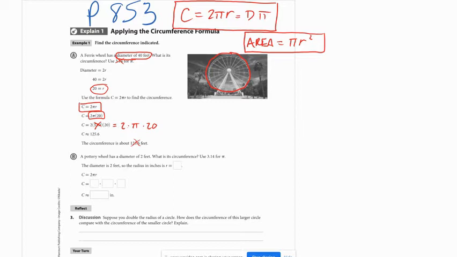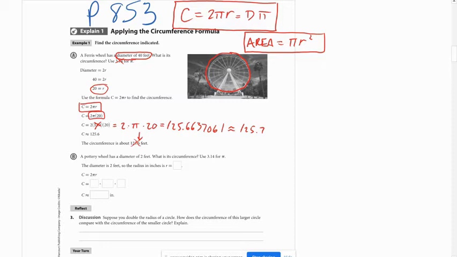When we do 2 times pi times 20, that turns out to be 125.6637061. They didn't say what to round to, but it looks like they rounded to the nearest tenth. So with our estimation, that would be approximately 125.7. You see it's slightly different than what they got by using their 3.14.